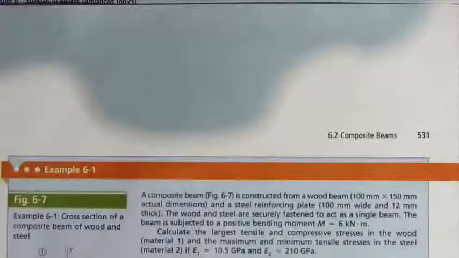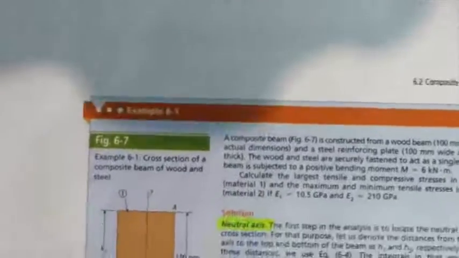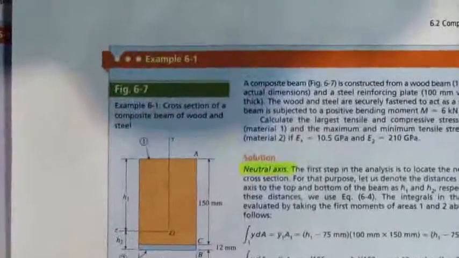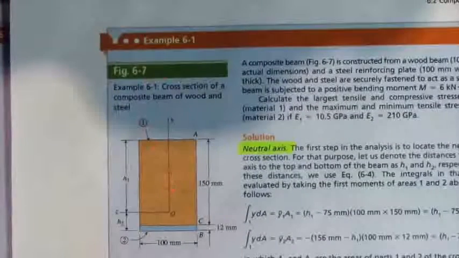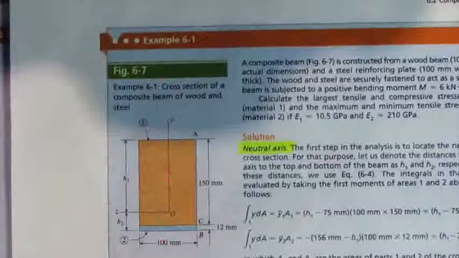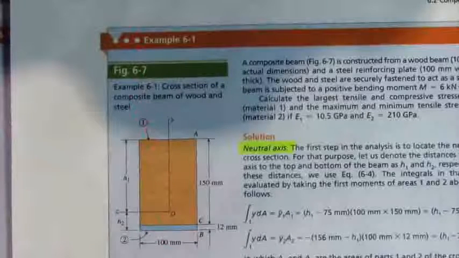We are asked to calculate the largest tensile and compressive stresses in the wood material and the maximum and the minimum tensile stresses in the steel material. The modulus of elasticity of material 1 is 10.5 gigapascals and the elastic modulus of the second material is 210 gigapascals. The figure is shown here to help explain the problem. There's our wood and there's our steel, and the materials are numbered accordingly: material 1 and material 2.